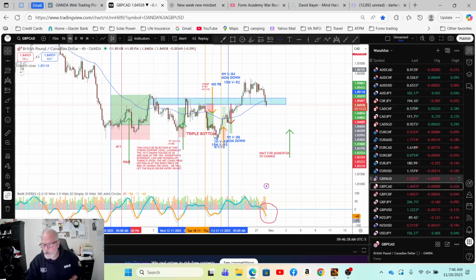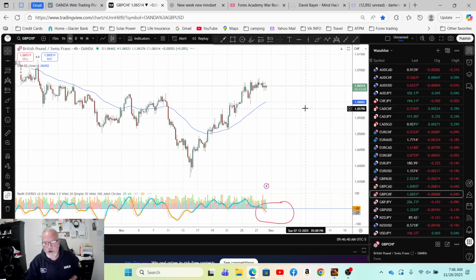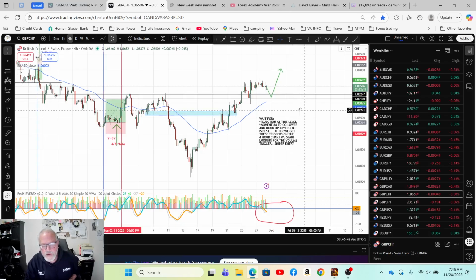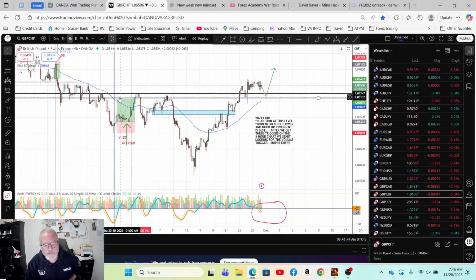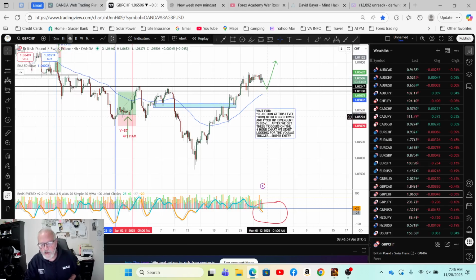The Great British Pound to the Swiss franc. And here is another one. I feel like this is a strong support and resistance zone. It has broken out, made new highs. I'm looking for a retrace here and then a movement going up. And I just put a little note in here. We're waiting for rejection at this level and momentum to go lower and then hook up.